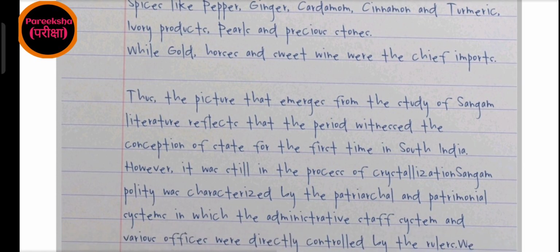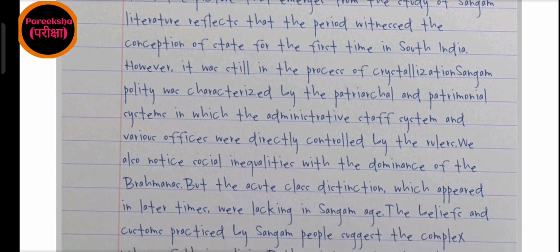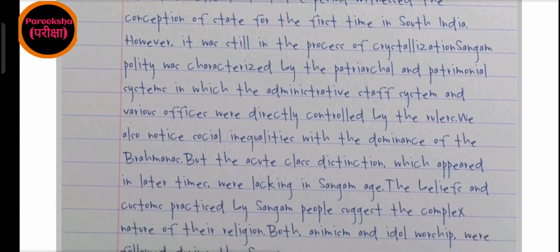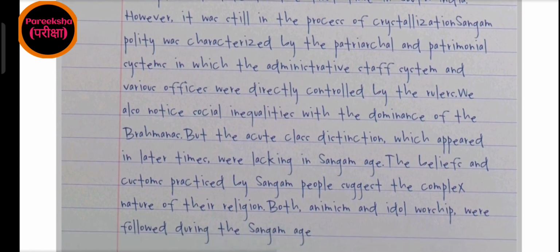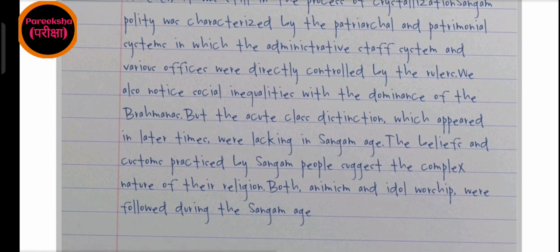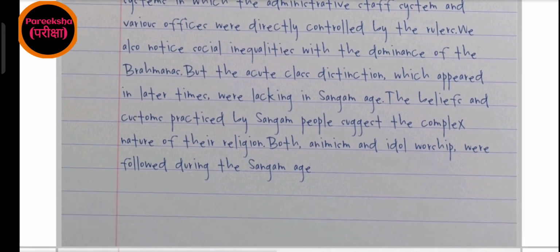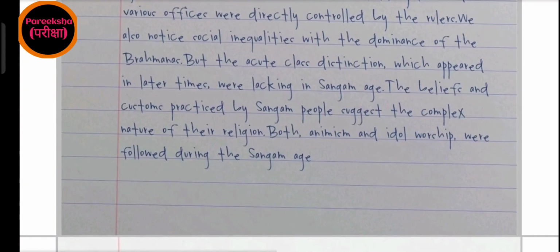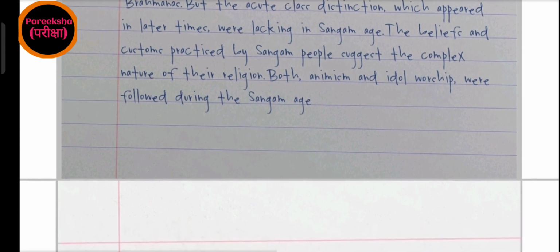A picture emerges from the study of Sangam literature that reflects that the period witnessed the conception of the state for the first time in South India. However, it was still in the process of civilization. Sangam polity was characterized by patriarchal and matrimonial systems, in which the administrative staff and various offices were directly controlled by the rulers. We also notice social inequality with the dominance of the Brahmins, but the acute class distinctions which appear in later times were lacking in the Sangam age.